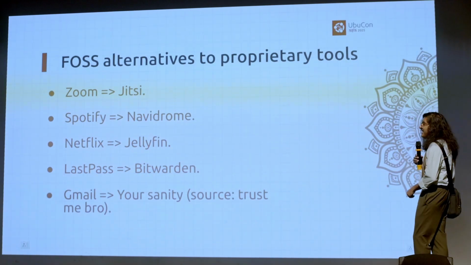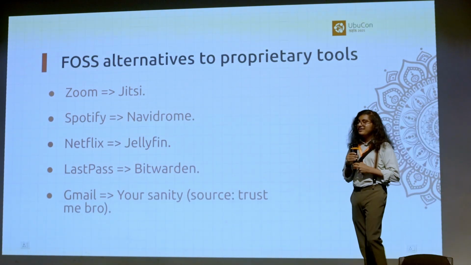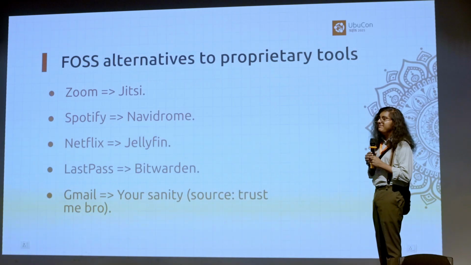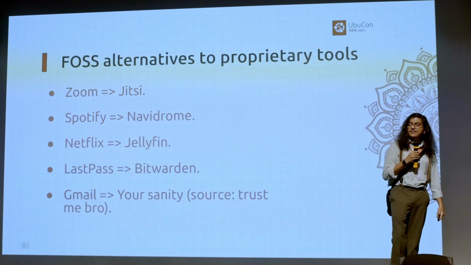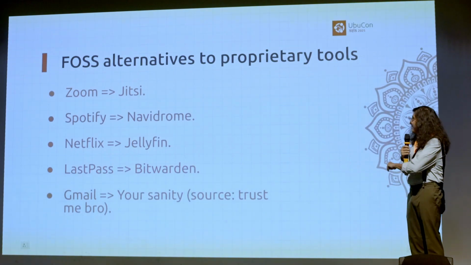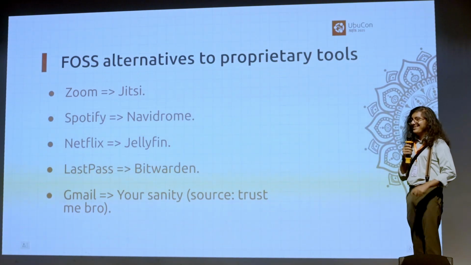Then for Netflix, you have Jellyfin. Same, you have DVDs, CDs lying around. Just put them on your server and you can access them from anywhere. Then for LastPass, you have Bitwarden, which is a self-hosted password manager. And for Gmail, your Sanity. There's no alternative. Trust me.